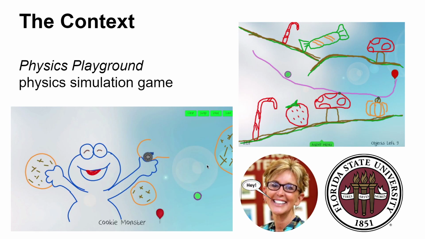But before we get to the details on that, let's talk about the context of this study and where our data came from. We used data collected from an empirical study conducted within Physics Playground in the spring of last year. Physics Playground is a physics simulation game developed by Dr. Valerie Schutz's lab at Florida State University. In Physics Playground, students solve various physics puzzles by constructing simple machines such as levers, pendulums, ramps, and springboards. These simple machines are used to move a green ball towards a red balloon elsewhere in the level.